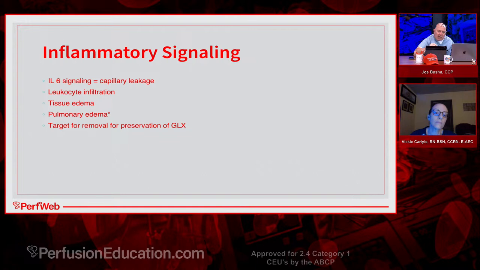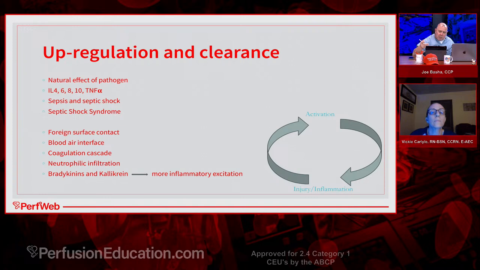Leukocyte infiltration is a big deal. Tissue edema occurs and results from that, pulmonary edema. And you really want to target the removal of IL-6 for the preservation of your endothelial glycocalyx. It's very important. So the natural effect of any pathogen is IL-4, IL-6, IL-8, IL-10, and TNF, tumor necrosis factor alpha, TNF-alpha, sepsis and septic shock, and what I call septic shock syndrome.